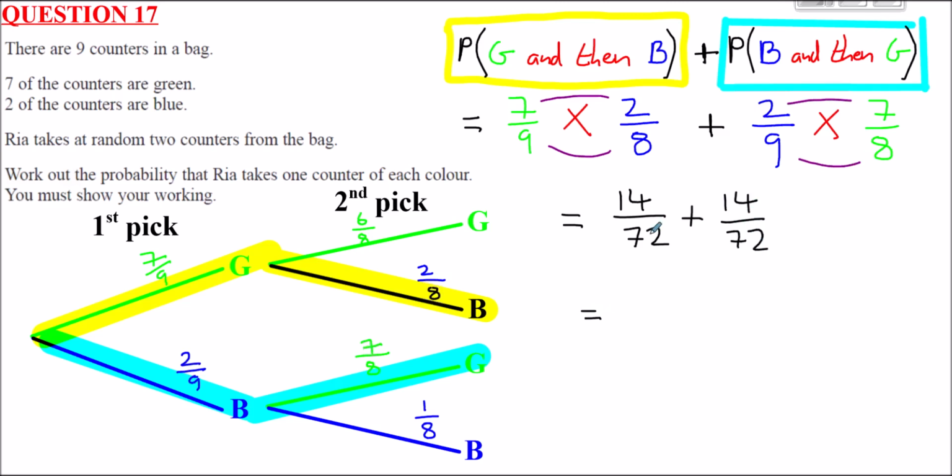The bottom numbers are the same, so no need to change them. Because bottom numbers are the same, we just focus on the tops. 14 plus 14 is 28, all over 72, and that is your final answer. If you wish to simplify, you can. You don't need to, because it's a question about probability. So if in doubt, leave it out. Treat yourself to not having to simplify for once, because it's a probability question. 28 over 72. That's our final answer.